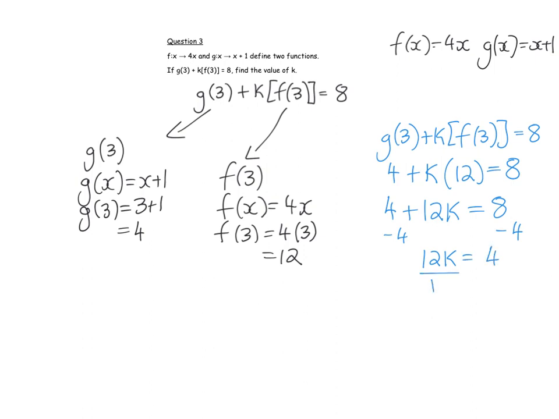We can divide both sides by 12. So k will be equal to 4 over 12. So then you know that that breaks down to 1 over 3. And that is the value of k for which g of 3 plus k times f of 3 is equal to 8.